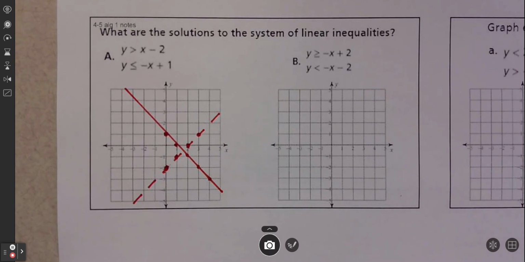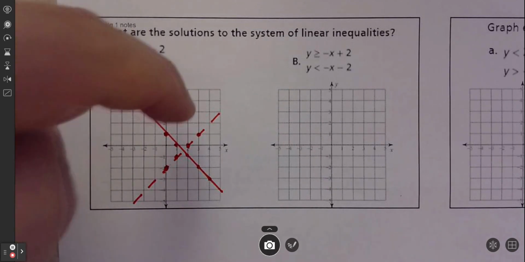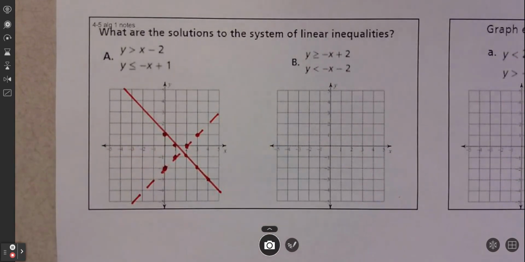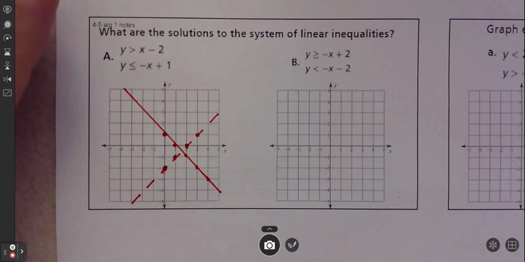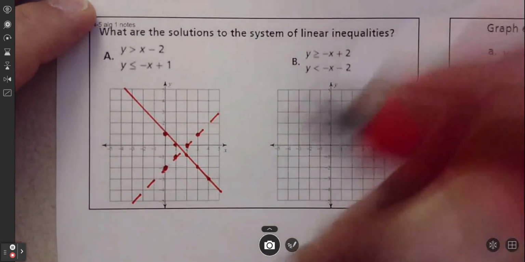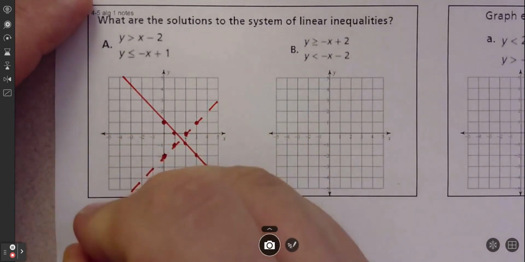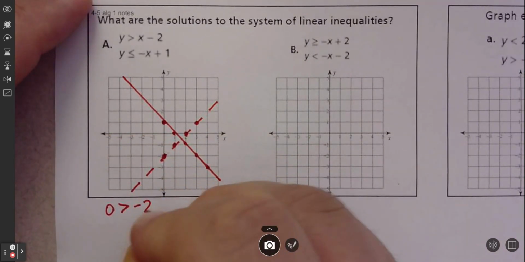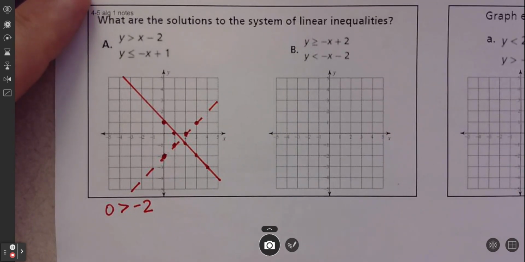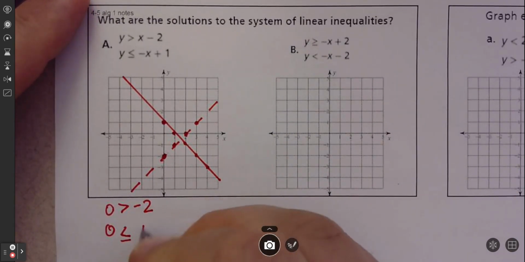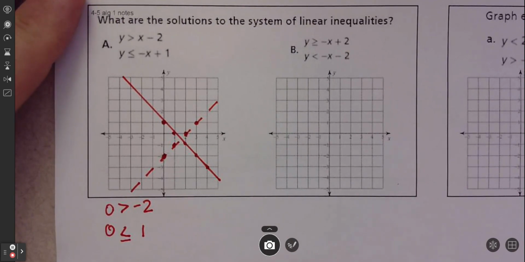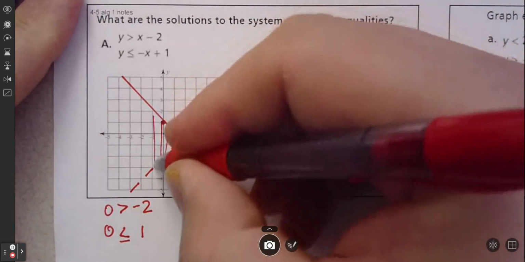So what we're going to do is, how many regions do we have here? 4. So we're only going to shade either the top, the bottom, the left, or the right. What we need to do is find one point and hopefully get lucky. If that point works in both of them, then we're done. We could try 0, 0. The first one would be 0 is greater than -2. That works. And 0 is less than or equal to 1. So that is the correct region. This is the region that should be shaded.